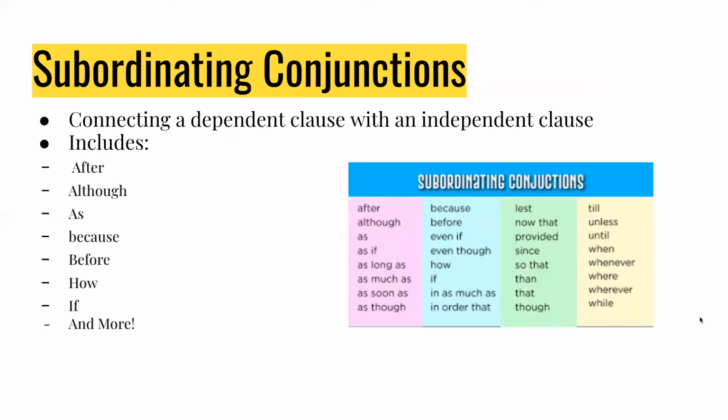Okay, so we have the second type of conjunction here. It's called a subordinating conjunction. This connects a dependent clause with an independent clause. And this is different from the last one because the last conjunction connected an independent clause with another independent clause. So a few words and examples that are included under subordinating conjunctions include after, although, as, because, before, how, if, and there's multiple more which we'll see in the examples following.